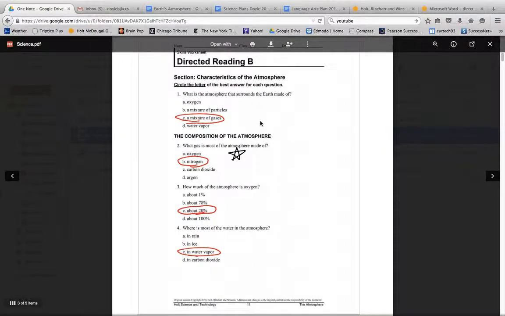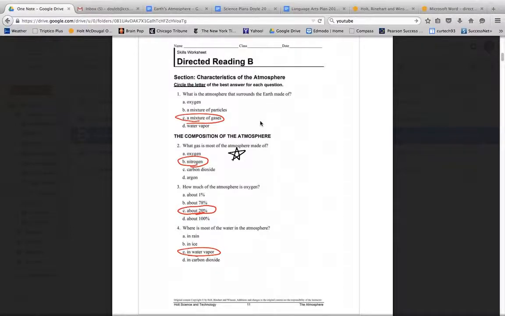Let's take a look at Chapter 1, Section 1 of the Weather and Climate textbook, the section titled Characteristics of the Atmosphere, and these are the correct answers for Directed Reading B.